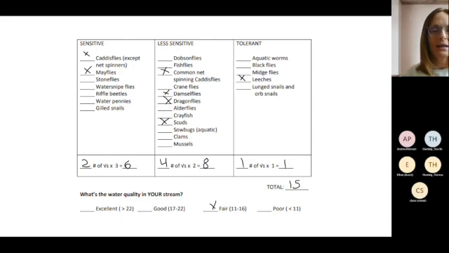And then at the bottom, you can give it a ranking. And so since 15 falls between 11 and 16, we can say that that stream water is fair water quality. All right.